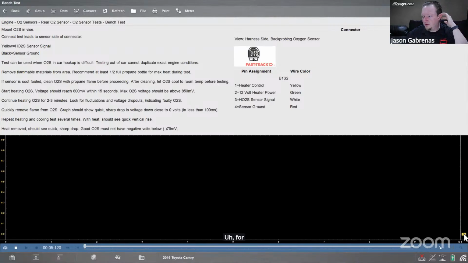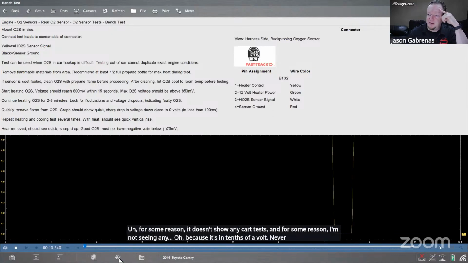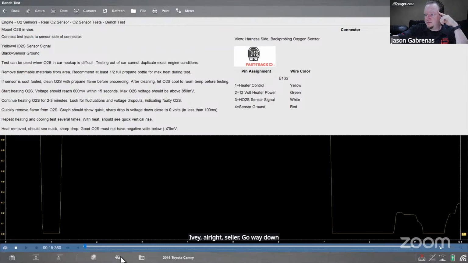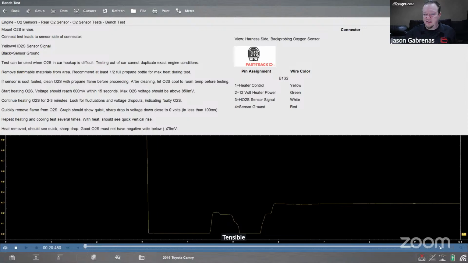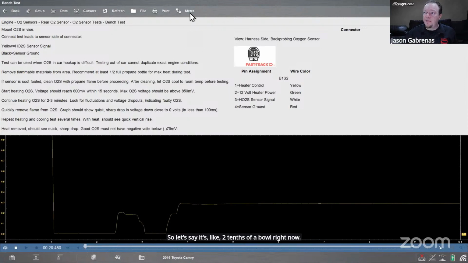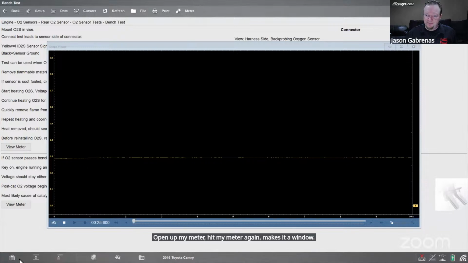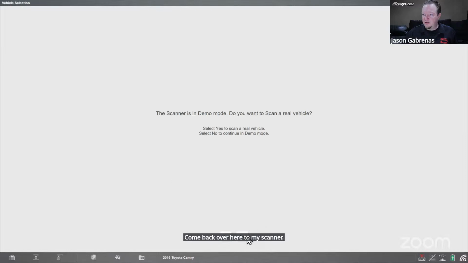For some reason, it doesn't show any car tests, and for some reason, I'm not seeing any. Oh, because it's tenths of a volt. Never mind. All right, so we'll go way down. There we go. So now we got a signal. Tenths of a volt. So let's say it's like 2/10 of a volt right now. Open up my meter, hit my meter again, makes it a window. I come back over here, my scanner, and I got to reload this car.